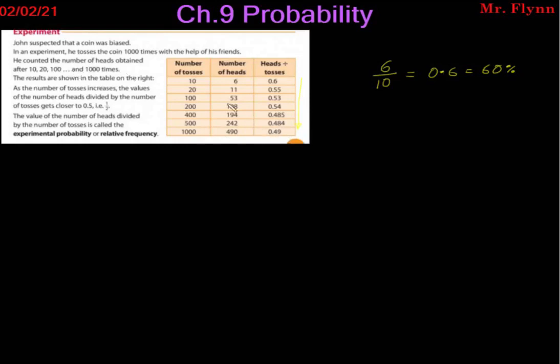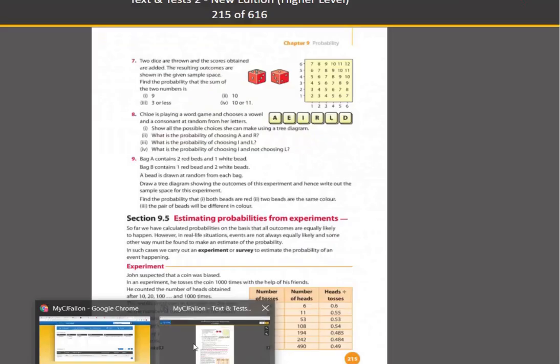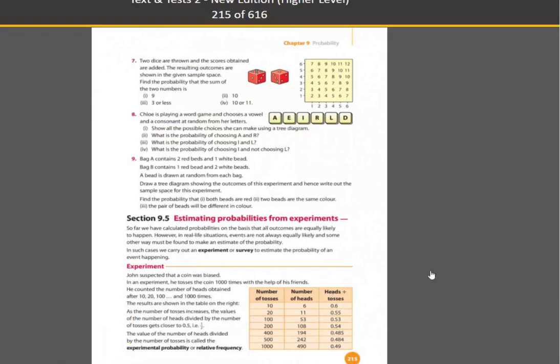So anytime you're conducting an experiment, the greater number of trials that you include in that experiment, the more accurate your results are going to be. Okay, so that's one thing to pay attention to in terms of your experiments. The more trials you do in the experiment, the more accurate your results are going to be.